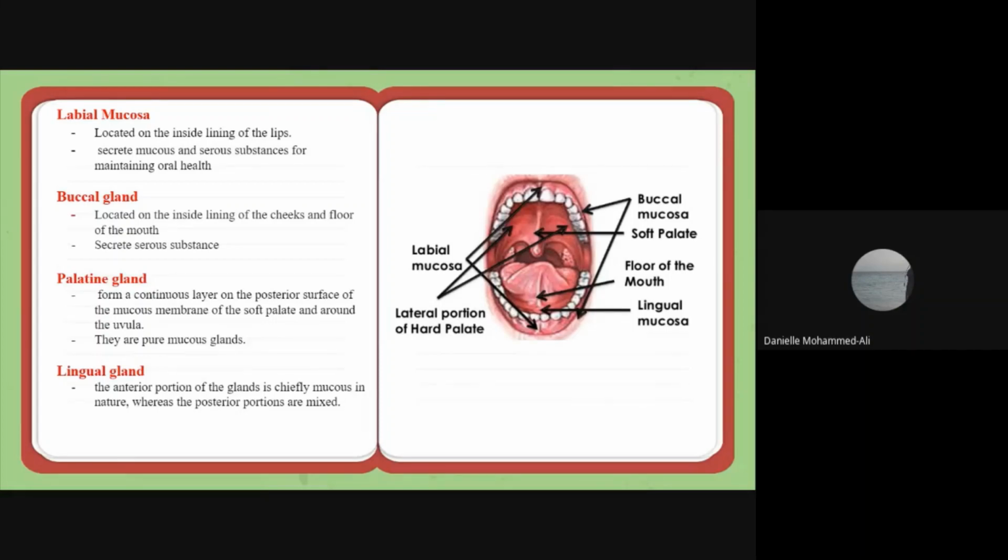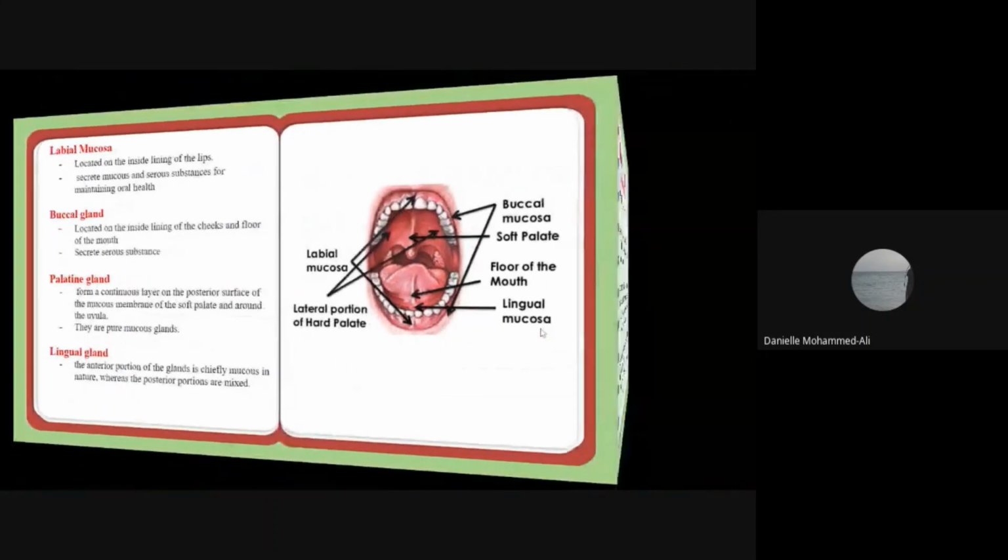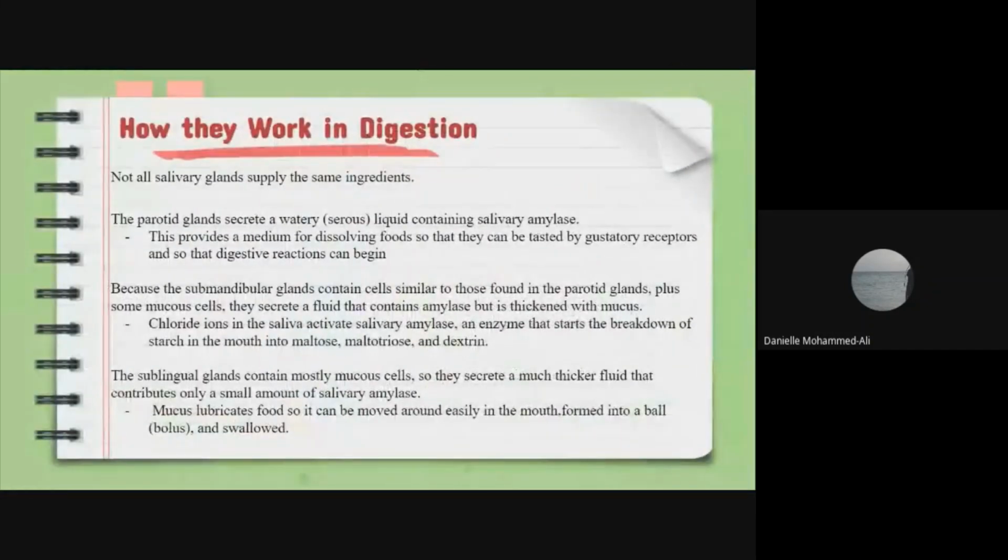The lingual gland, the anterior portion of the gland, is chiefly mucous in nature, whereas the posterior lingual glands are mixed. So, how they work in digestion. Keep in mind that not all salivary glands supply the same ingredients. The parotid glands secrete a watery liquid containing salivary amylase.